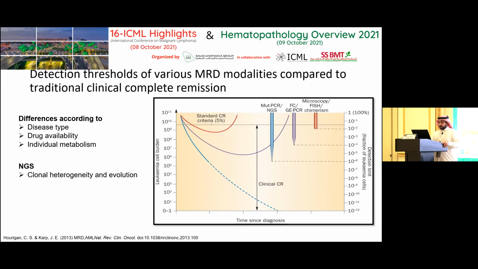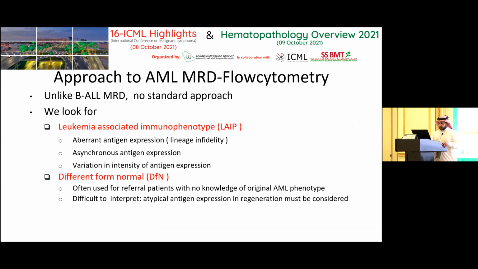Detection threshold of various MRD modalities compared to the traditional clinical complete remission. We have morphology, FISH, chimerism, BCR and NGS, with their sensitivity of detection of residual leukemic cells. However, with next generation sequencing, there is clonal heterogeneity and evolution, which should be taken into consideration.